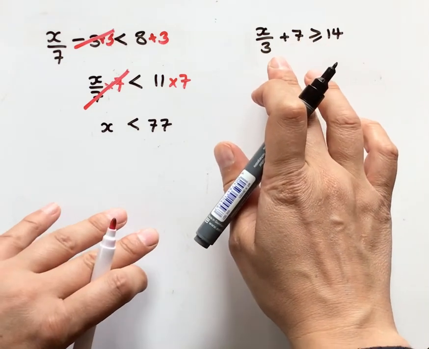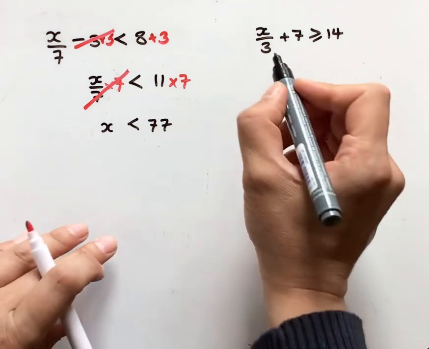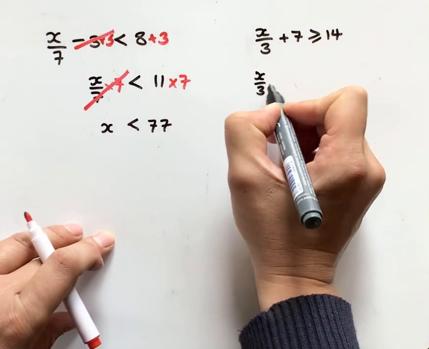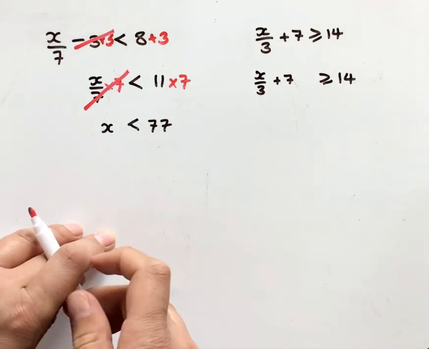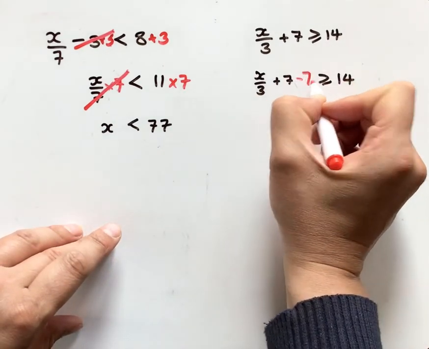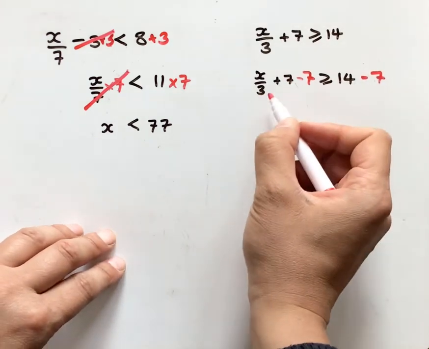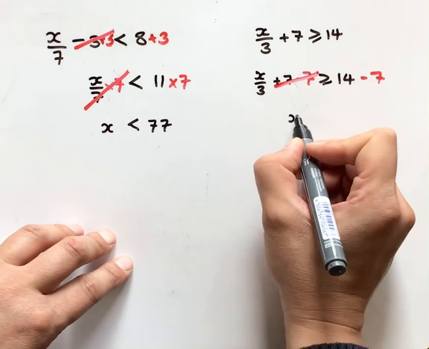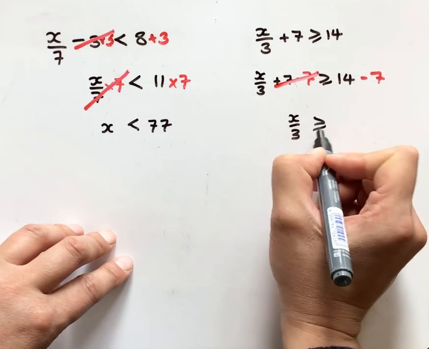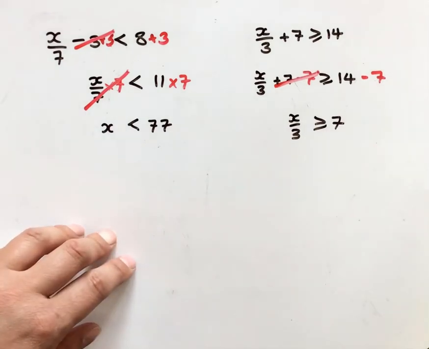Okay, next question. x over 3 plus 7 is greater than or equal to 14. Let's start by dealing with the plus 7. And the inverse of adding 7 is taking away 7. So the plus 7 and the minus 7 cancel, and we have x over 3 is greater than or equal to 7. Now we need to get rid of the over 3.